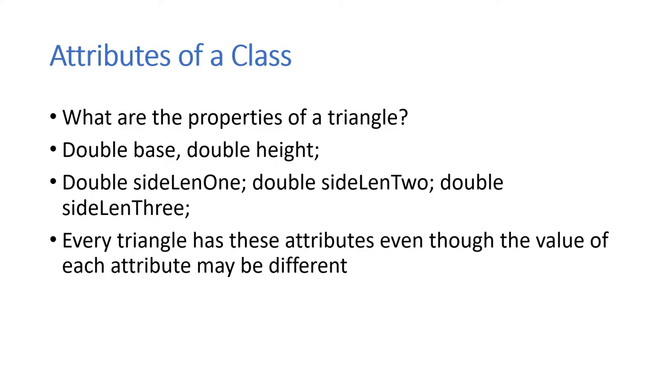Each of these attributes will define a data type and they will act as a variable in the blueprint. The base, height, and sides of the triangle will have double values. Every triangle we create will have a base, height, and side lengths. The value may not be the same, but every triangle has these attributes, and these attributes are really variables that will hold a particular value for a given triangle.